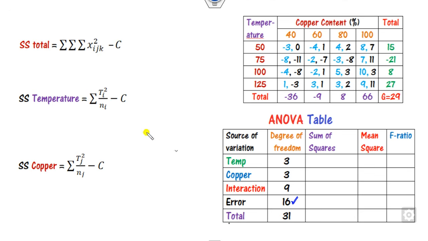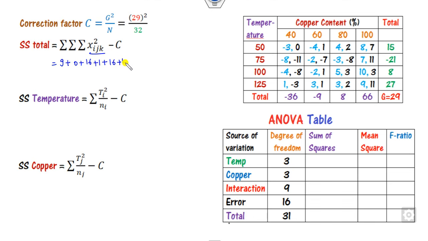Now how can you find these numbers? You will get a C. What is the value of C? The grand total is 29 squared. How many total elements are there? This is 32. How can you find this number? Now you can see minus 3 squared is 9, 0 squared is 0, 4 squared is 16 plus 1 plus 16 plus 4, and so on up to 9 squared, that is 81, plus 121, minus C squared. After the calculation, whatever you get, you will write here as source of total.